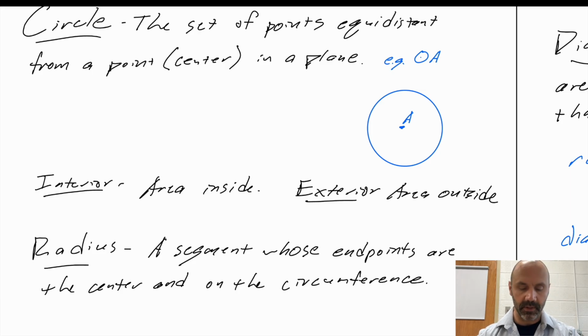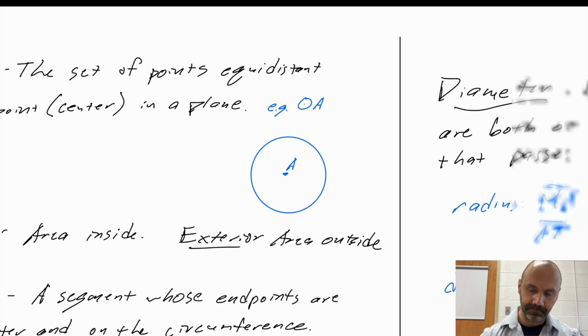A radius is a segment whose endpoints are the center and some other point on the circumference. So a radius is just a line segment. It's not a ray. It's not a line. It's a segment. One of the endpoints is on the center, and the other endpoint is somewhere on the edge of the circle, you could say.